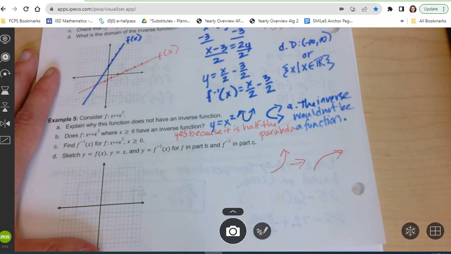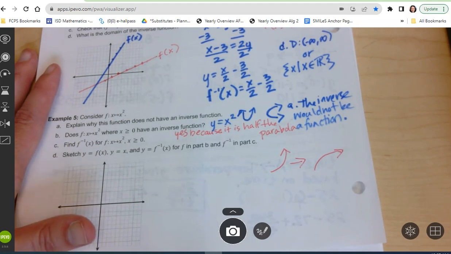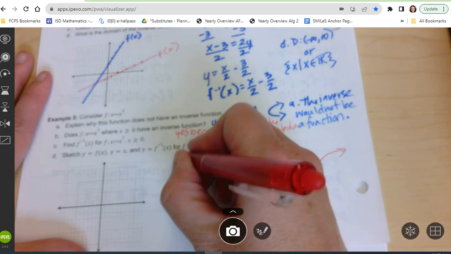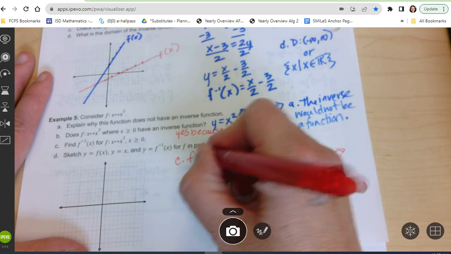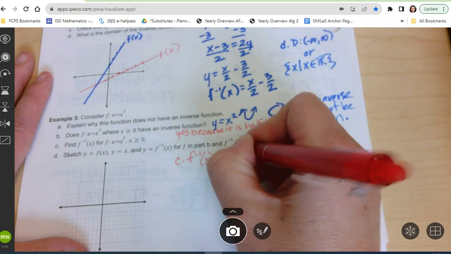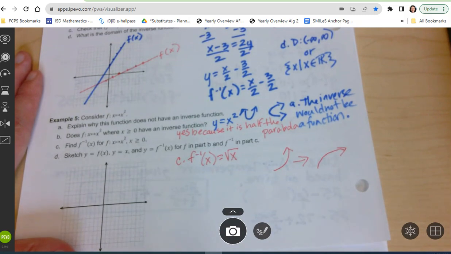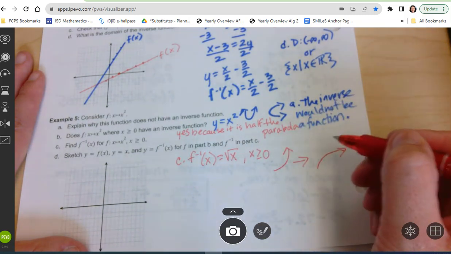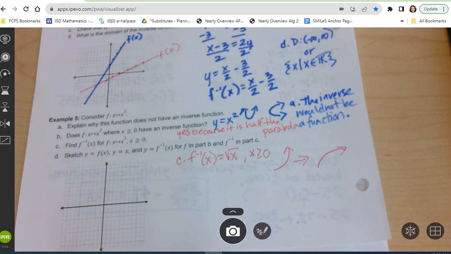It says find the inverse for y equals x squared if x is greater than or equal to 0. So just thinking about it logically, what function will undo squaring? Square root. Very good. So logically, we're thinking the answer to C should be inverse f of x is equal to the square root of x. And what's the square root of 0? Still 0, right? Square root of 0 is 0. So it should have the same domain, x is greater than or equal to 0. Let's look at it graphically to make sure that makes sense, okay?